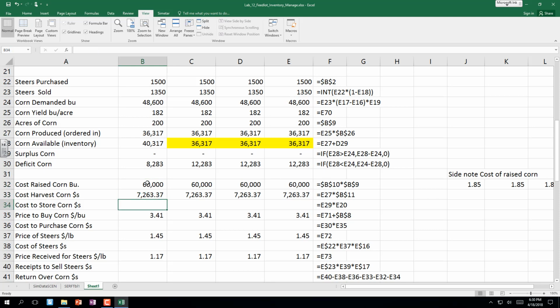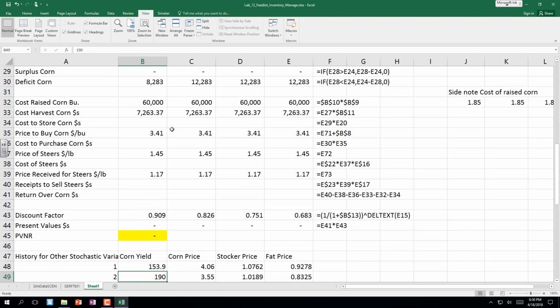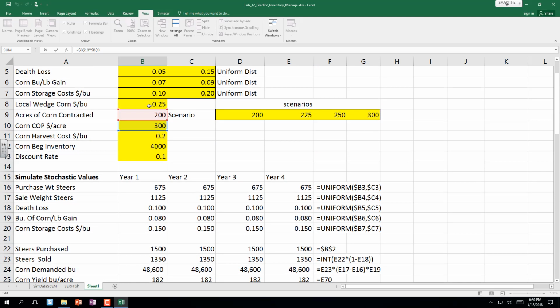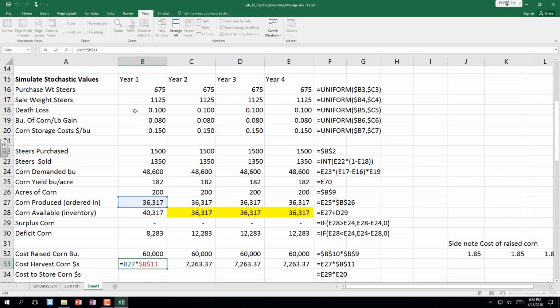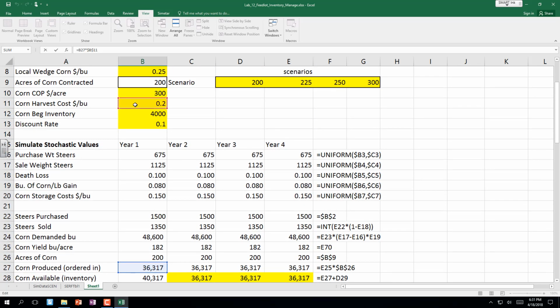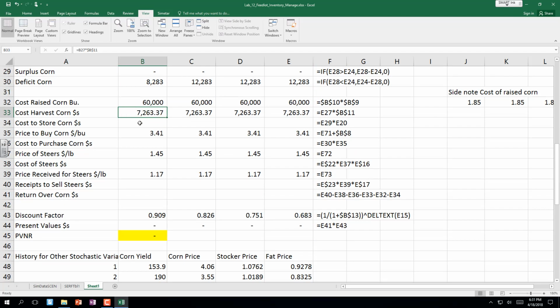Okay. Corn raised. We've got the cost of corn, that's $1,000 times, it's 200 acres times $300 an acre. And harvesting cost is going to be our production, right here, times the cost per bushel to harvest it. So I left some equations in here.